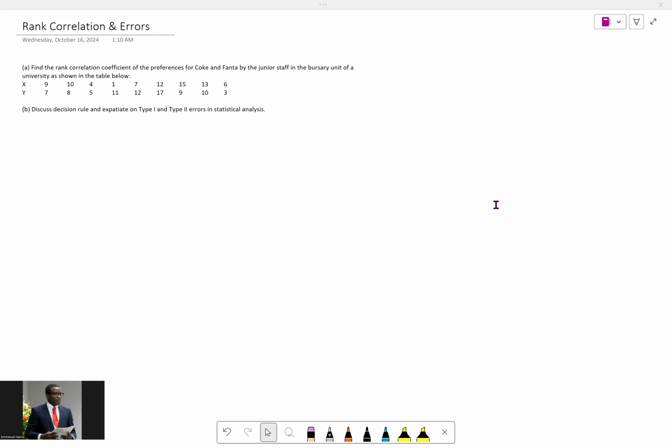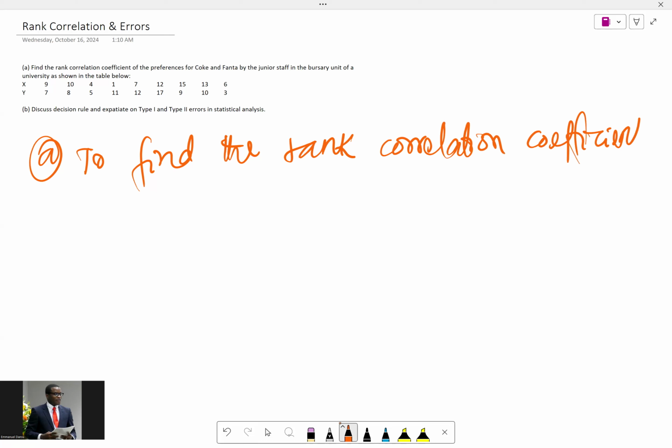As usual, the first part is to find the rank correlation coefficient. So once you hear rank, that's more like a non-parametric correlation type. So the first thing you want to write is the formula. Rs is 1 minus 6 summation of D squared divided by N into N squared minus 1.